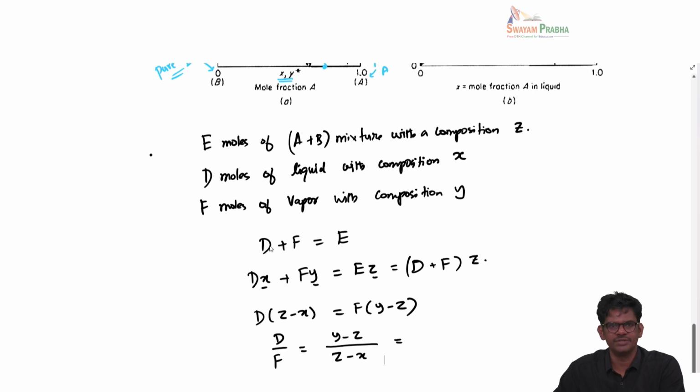So, I have two equations here. I am trying to replace this E with respect to D plus F. Then I can write the ratio of D by F. So, what is the ratio of D by F? It says the number of moles of liquid over number of moles of the vapor, that ratio. Mole ratios of the liquid and the vapor should be equal to Y minus Z by Z minus X.